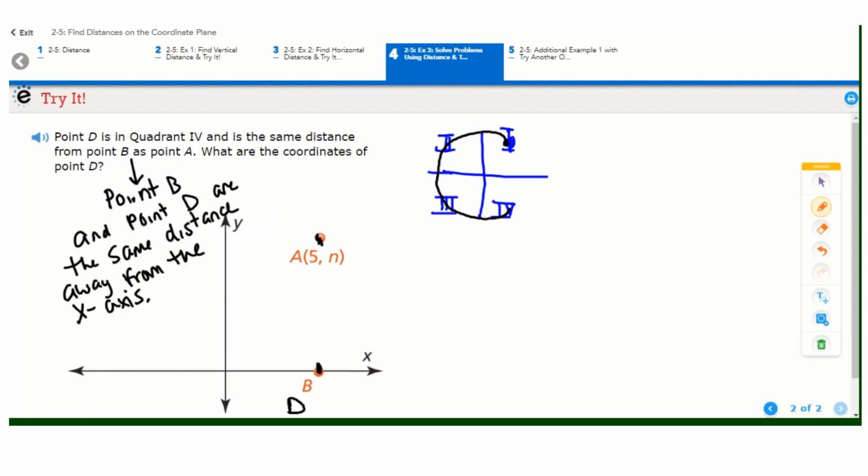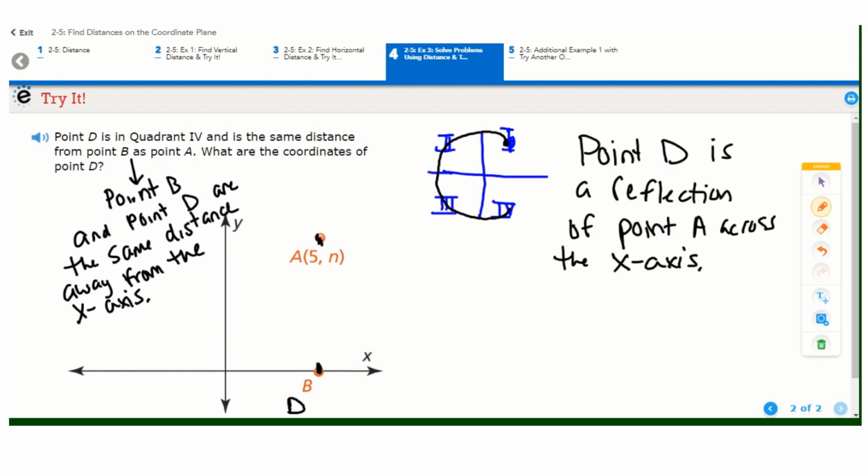And if the points are the same distance away from the x-axis, they have the same x-coordinate, and they both show a reflection across the x-axis. So this is a reflection. Point D is a reflection of point A across the x-axis. Since point A and point D are both the same distance away from the x-axis, they're showing a reflection. So if we're showing reflection across the x-axis, the x-coordinate is going to stay the same and the y-coordinate is going to become the opposite.